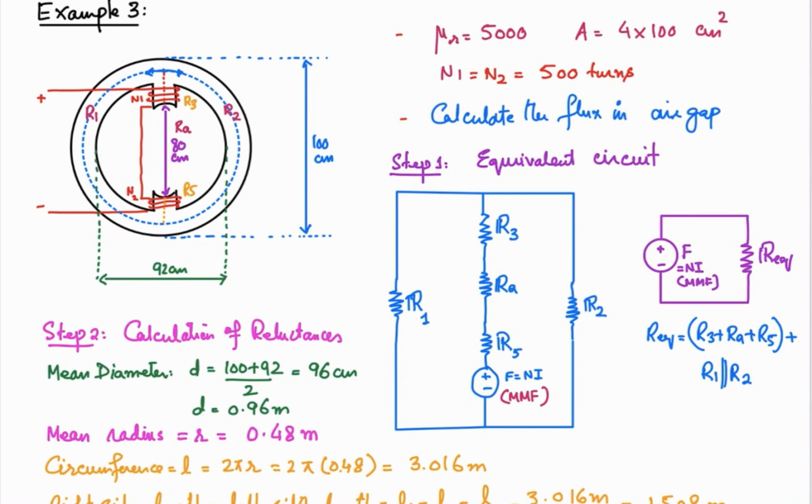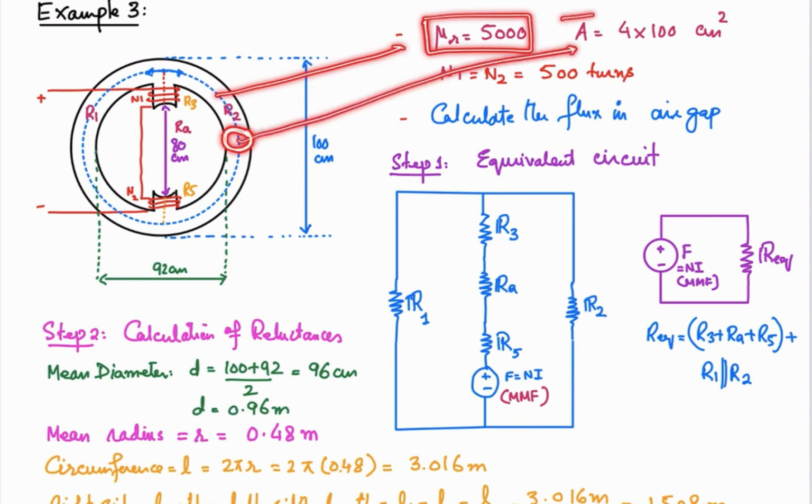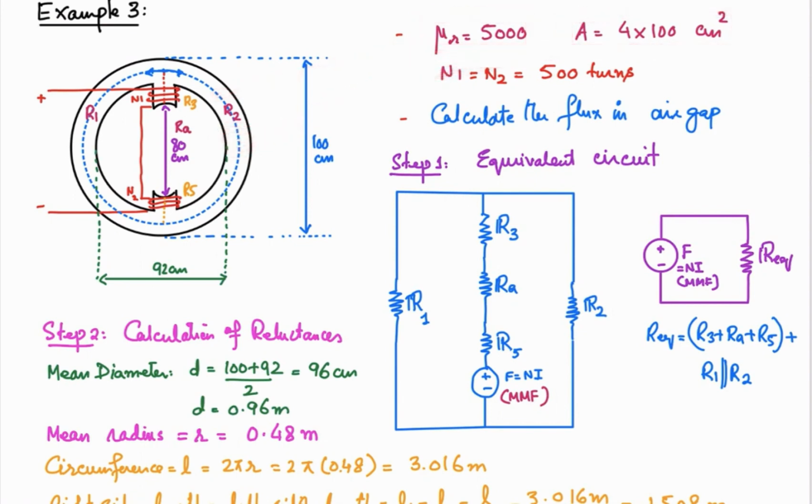Okay, so this core is made up of a material which has a relative permeability of 5000, and the cross sectional area of this core structure is given as 4 into 100 centimeter square. In order to convert it into meter square for the calculations, you will have to multiply it with 10 raised to power minus 4. So if you multiply it with that, this will be converted into meter square. And the number of turns over here, N1 and N2 both are equal, and that is equal to 500.